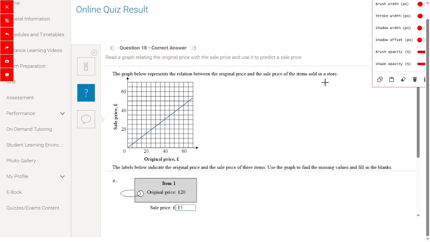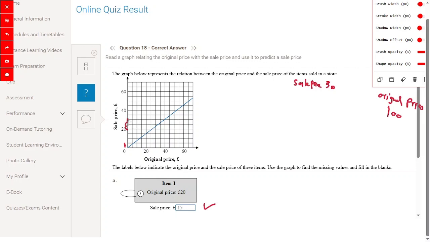Now we need to get the original price when the sale price is 30. This is the sale price, and this is the original price. For the first one we already got the result. Now for the second one, when the sale price is 30, let's go to 30. As we said, the square is 5, so we have here 20, 25, 30. So here is the sale price.